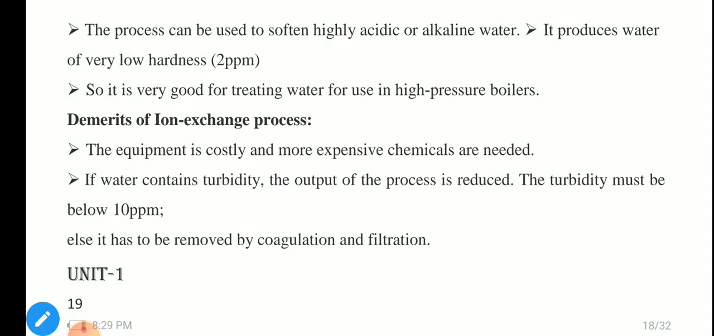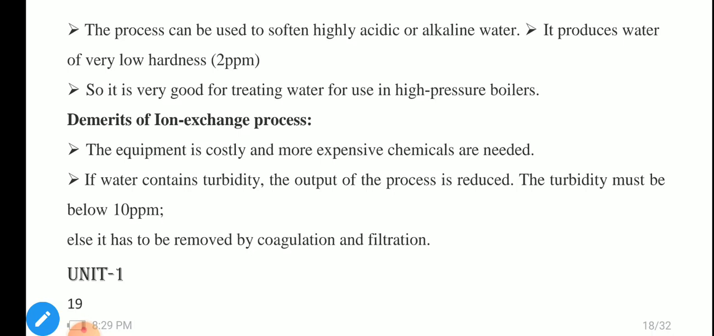So the first advantage or merit: this process can be used to soften highly acidic or alkaline water. It produces water of very low hardness. That is, we can get 0 to 2 ppm hardness by using this method. So it is very good for treating water for use in high pressure boilers, because there we should use very soft water. When we use hard water in boilers, we have already seen what are the disadvantages. So by using this method, water can be used in the high pressure boilers.